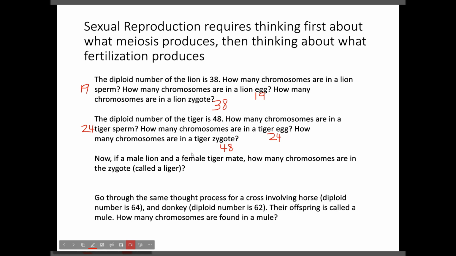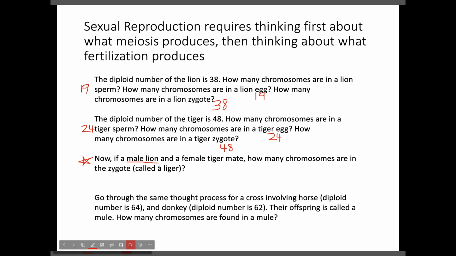All right, now here's where we get to something interesting that really requires you to think through this in steps. If a male lion and a female tiger mate, how many chromosomes are in the zygote, which is called a liger? I'm not 100% sure on the spelling there, but all right, so we need to think about meiosis first.